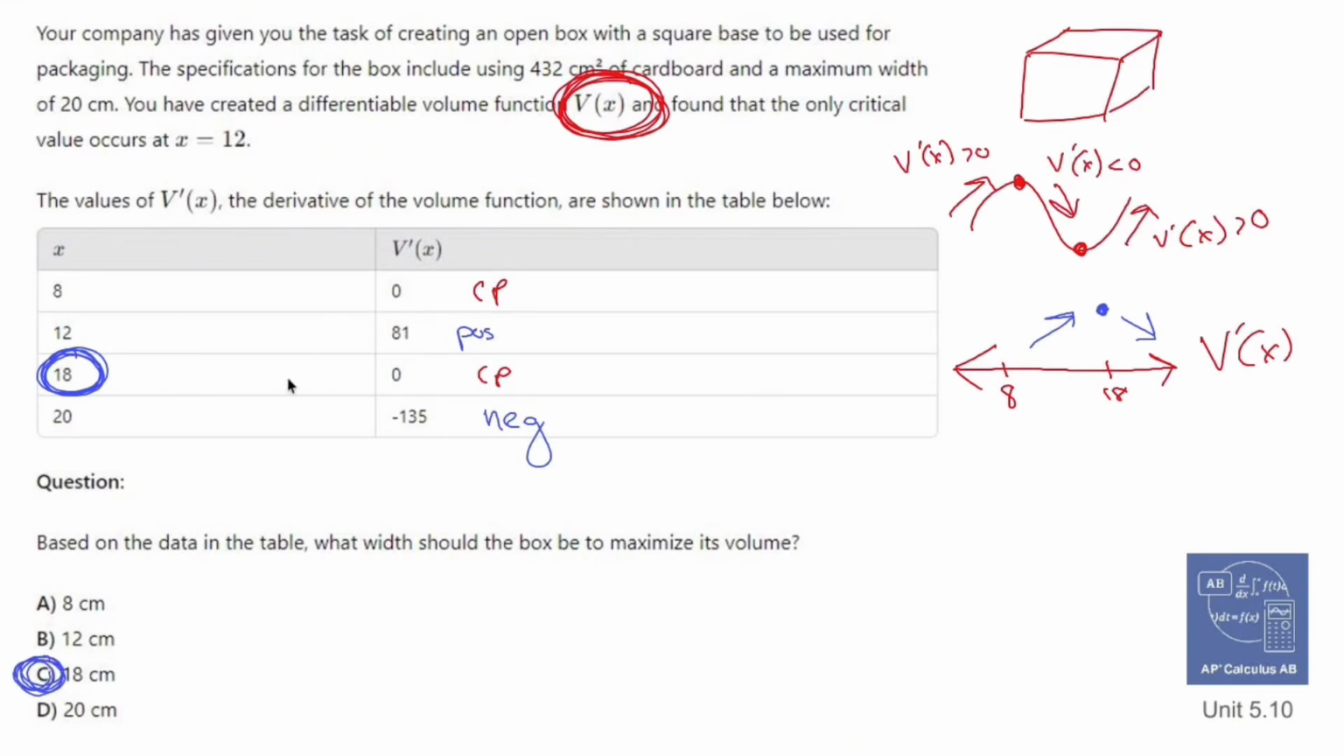So again, I think most people would look at this problem and assume that the answer is 12 because 81 is bigger than all these numbers here. But since we're given V prime, that is not what we're doing. V prime gives us the location of the maximums and the minimums, and those locations exist when it equals 0. So kind of a tricky problem, but I had fun.